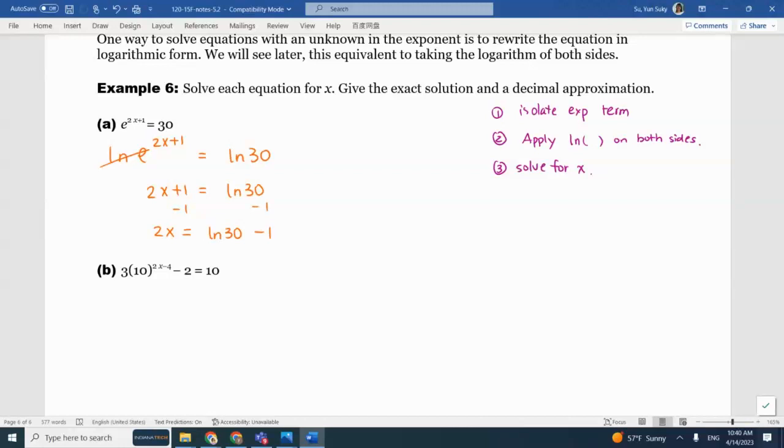Okay, next, what do we do? Nikema. Divided by 2. Yes. So x is ln of 30 minus 1, divided by 2. Okay, everybody, take out your calculator.